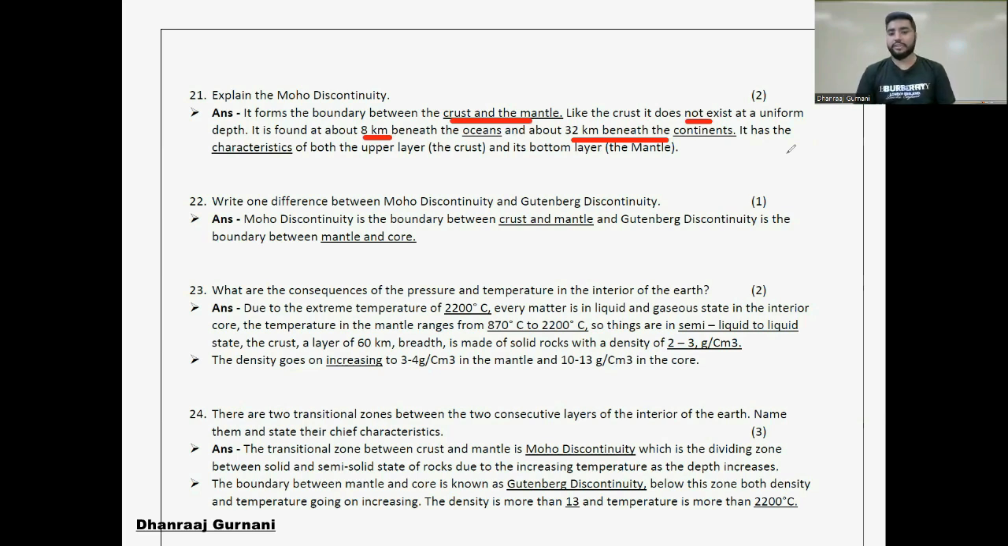It has the characteristics of both these layers, that is, the crust and the mantle, because it is the boundary between the crust and the mantle. The boundary between the crust and the mantle is called the Moho discontinuity. It does not exist at uniform depths. Below the oceans, it's 8 kilometers. Below the land, that is the continent, it is 32 kilometers. And it has the characteristics of both layers, that is the upper layer, which is the crust, and the bottom layer of the mantle.